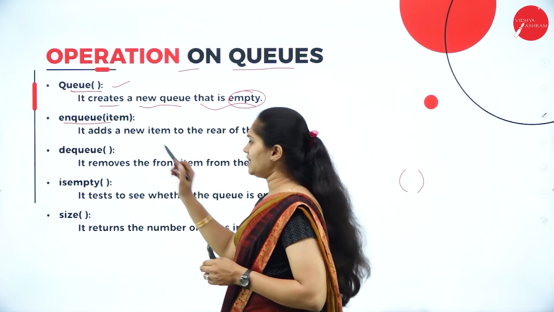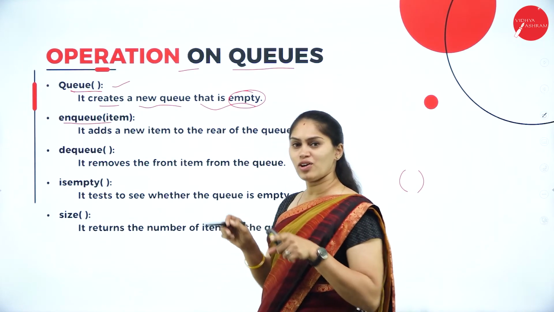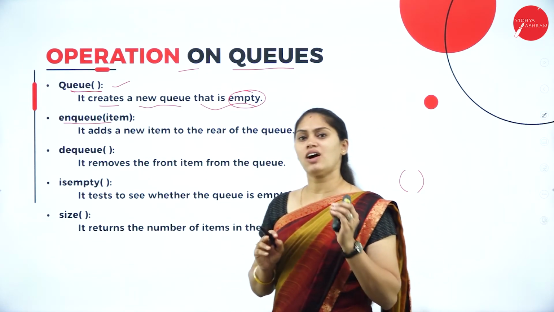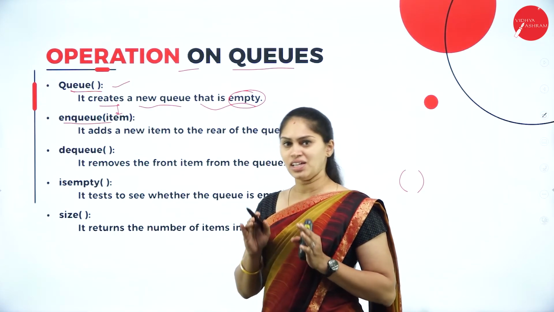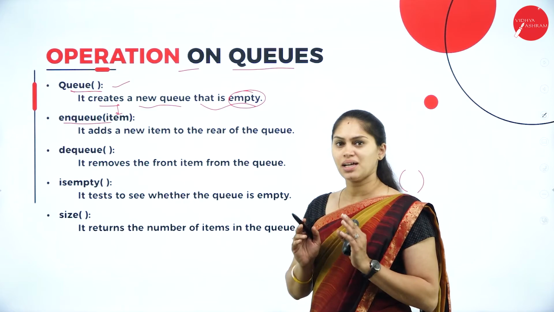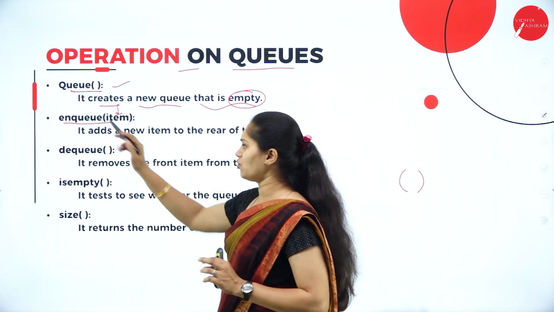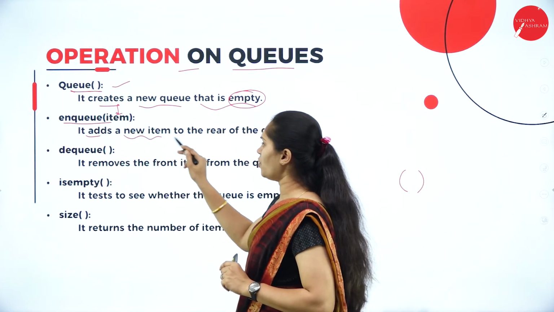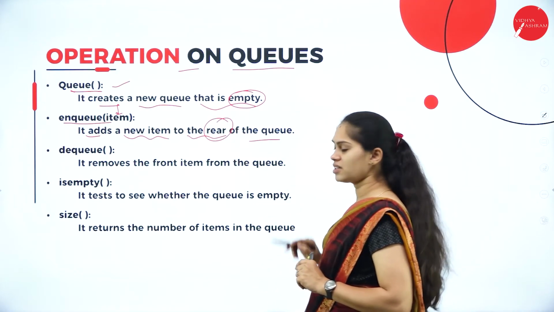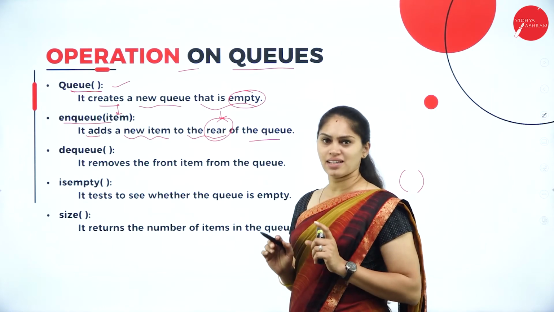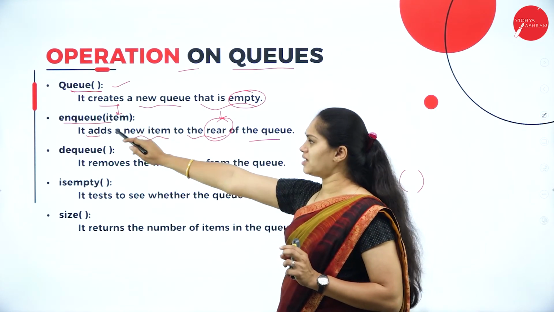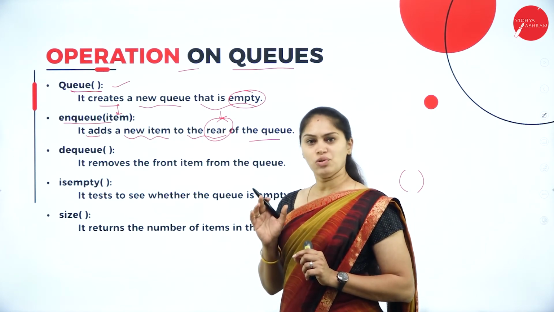Fine. So in this enqueue of item, why do we have an item? Because within the parentheses we are sending an argument or a parameter. Here I want to insert an element or an item, which is why we send a parameter to the enqueue function. It will add a new item to the rear of the queue. Because if I want to insert an element, that should take place at the rear end. That is done with the help of this enqueue operation.